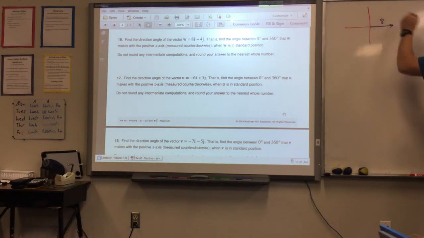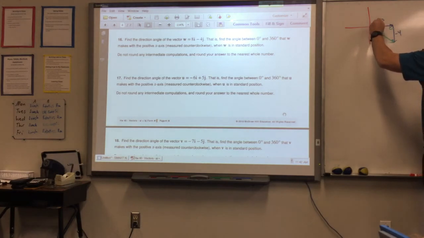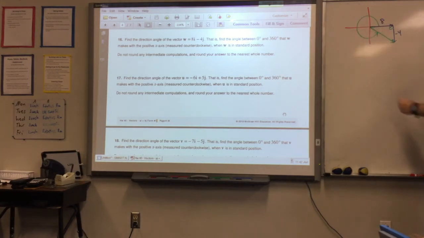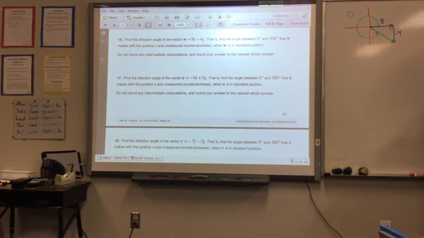8i means go over to the right 8. Minus 4j means we're going down 4. And this right here is our vector. And they're not asking for the magnitude, they're asking for the angle. More specifically, the positive angle between 0 and 360 as measured from the positive x-axis using counterclockwise rotation, which is theta.